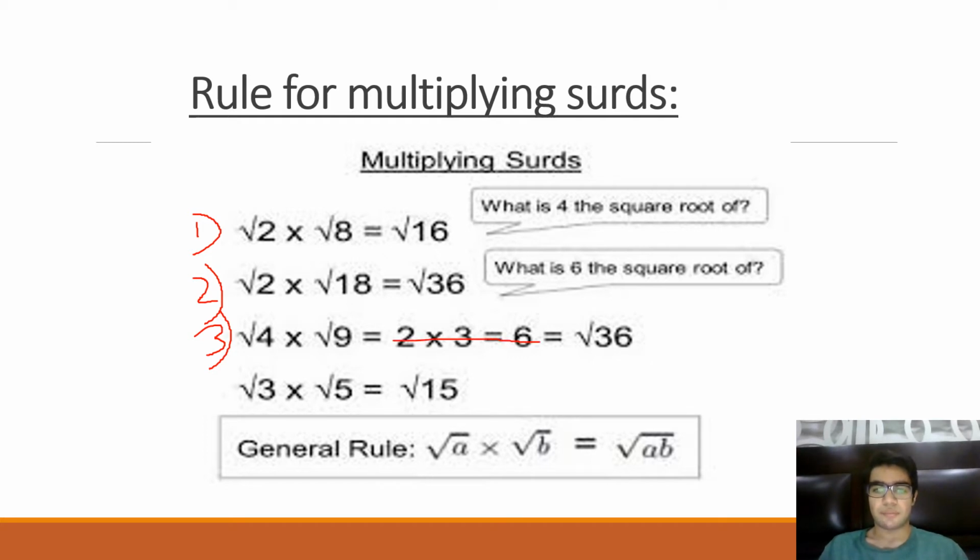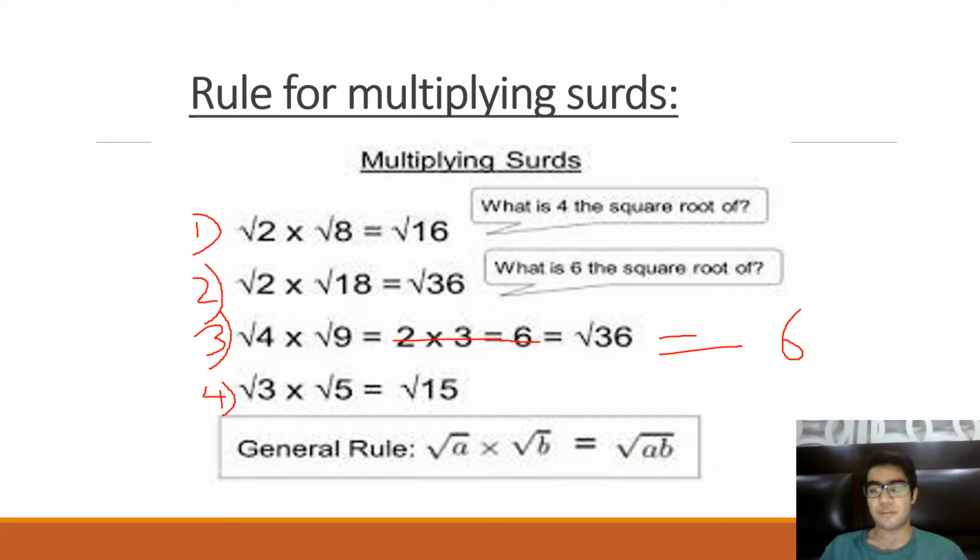4 times 9 is 36, and we just write it under one square root. So it's the square root of 36, which is equal to 6. Okay. Then in question 4, we have the square root of 3 times the square root of 5. We can multiply 3 with 5, which is 15, and write 15 under one square root, so the final answer is the square root of 15, okay?